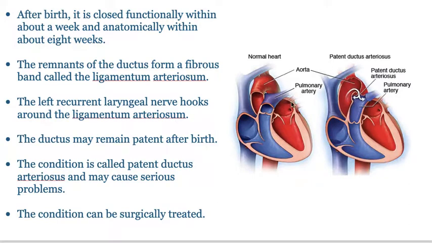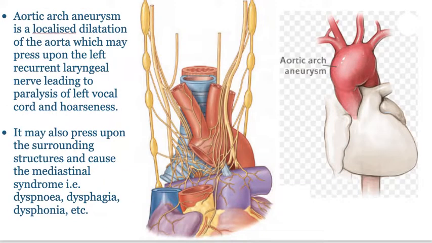After birth, this is closed functionally within about a week and anatomically about 8 weeks. The remnant of the ductus forms a fibrous band called the ligamentum arteriosum. The left recurrent laryngeal nerve hooks around this ligamentum arteriosum. If the ductus remains patent after birth, the condition is called patent ductus arteriosus and may cause serious problems which could be surgically treated.